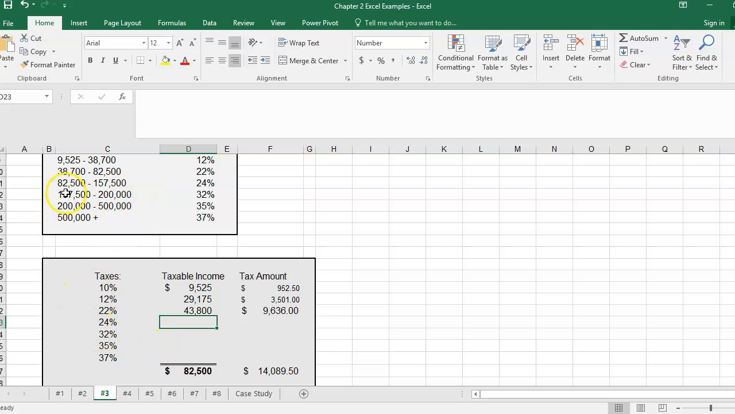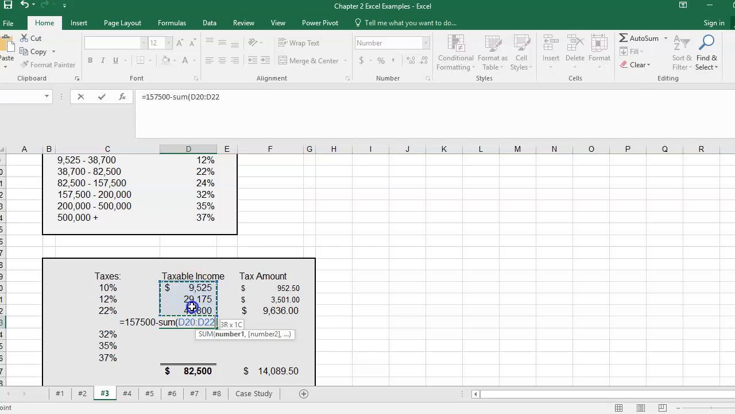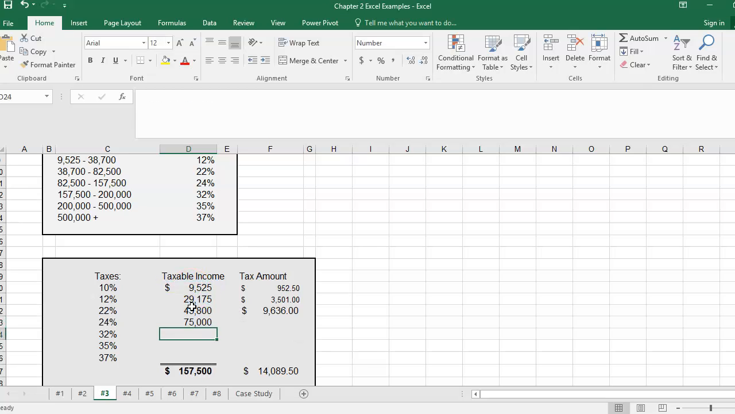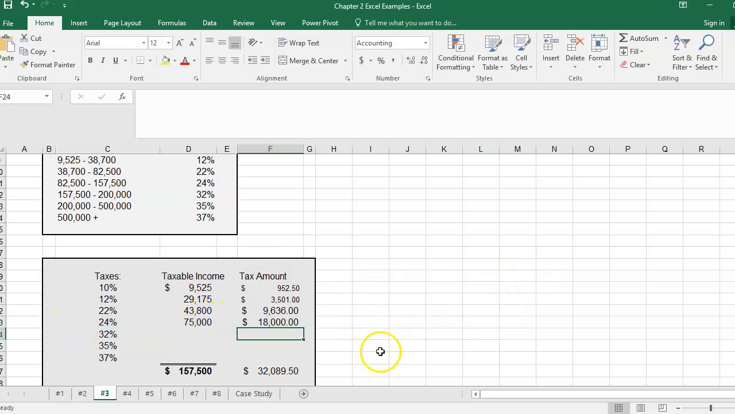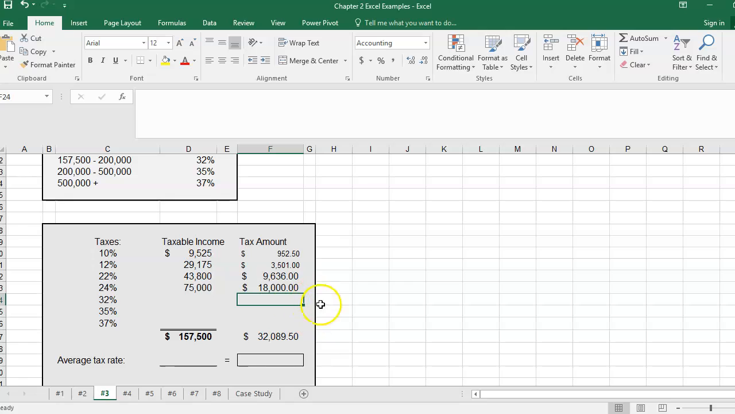The next bracket is $82,500 to $157,500. So we're going to take that top part, $157,500, minus the total of the previous three bracket amounts, which gives us $75,000. We're going to take 24% times $75,000, and we get $18,000.